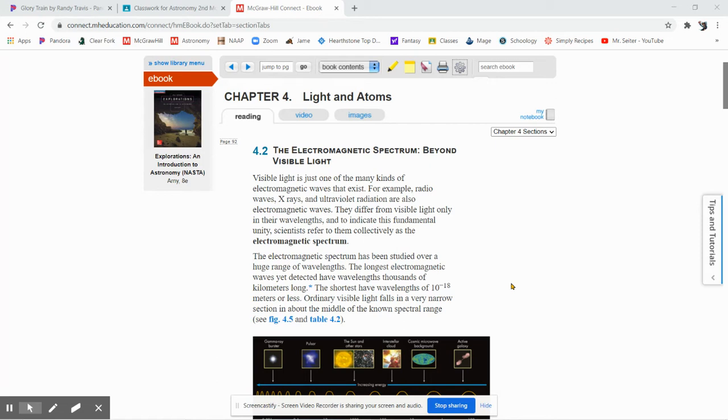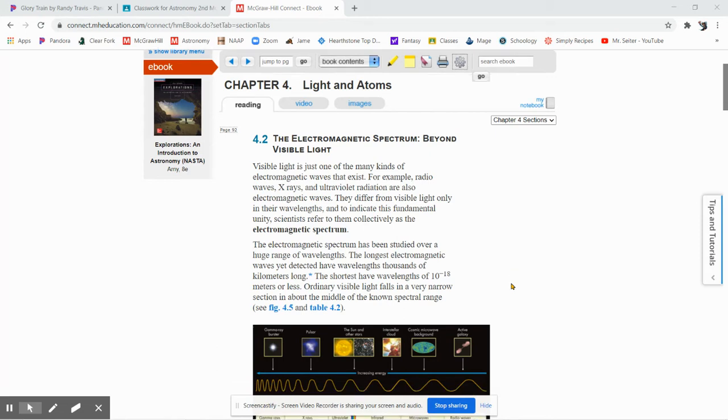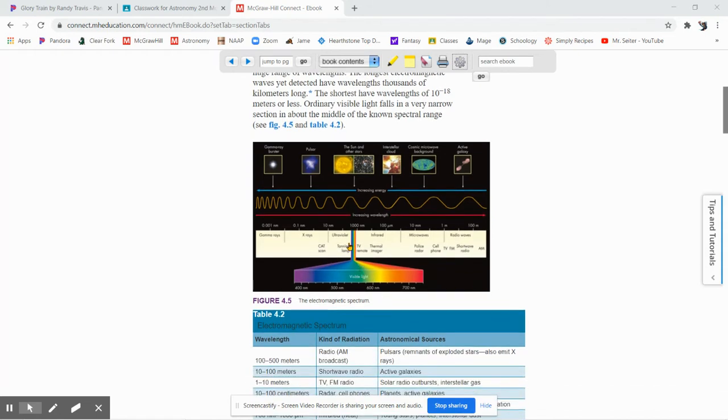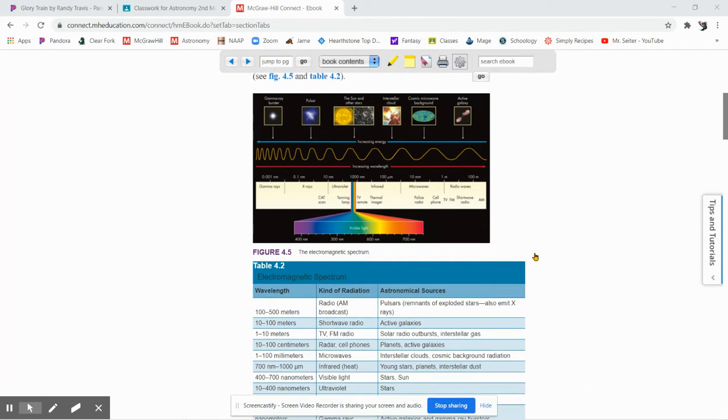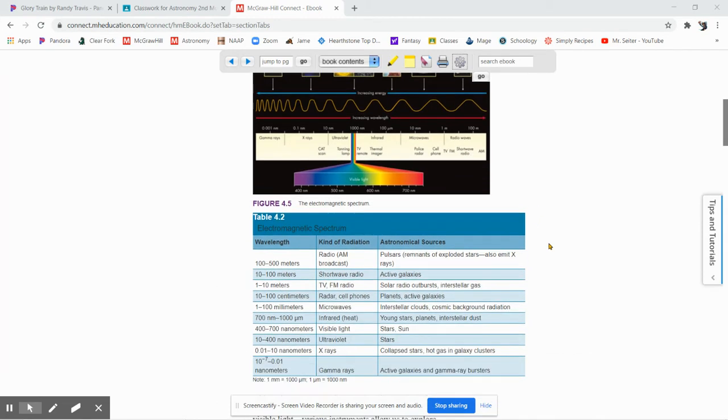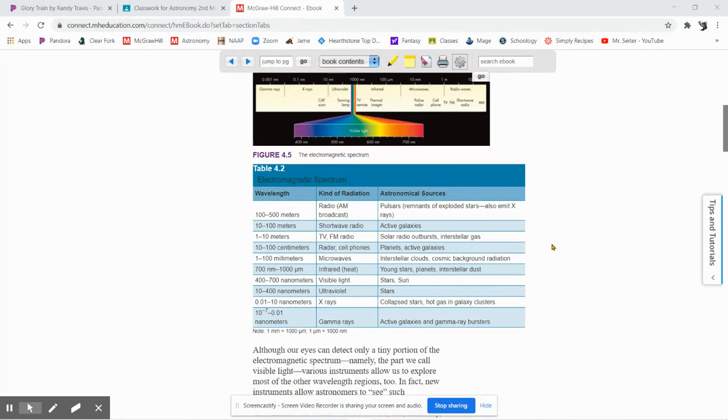So, the electromagnetic spectrum beyond visible light. Now, what we're talking about here is this area and this area. This is what we can see of the spectrum. This is what humans can see, the visible light, and then what's on either side of it. Again, watch the notes. They'll help you a lot.